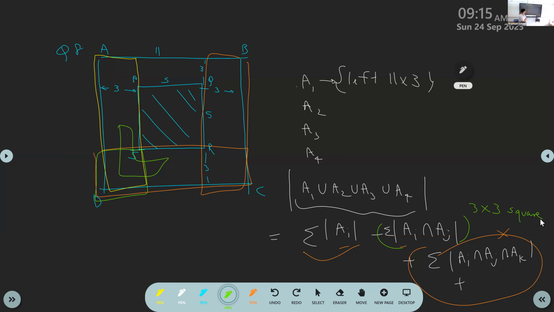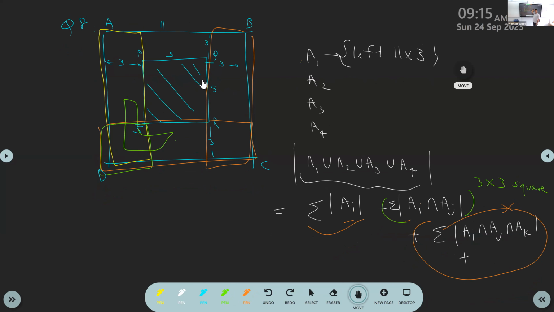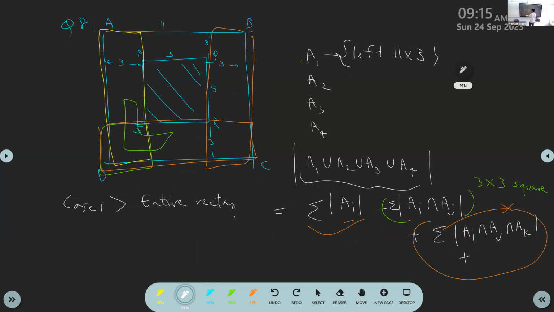So I can think of one way of counting that. Basically, when I say a rectangle overlaps with the central region, there are a few cases to be considered. Case one: the entire rectangle is inside that region, whatever region we are talking about. So a rectangle like this could be case one.